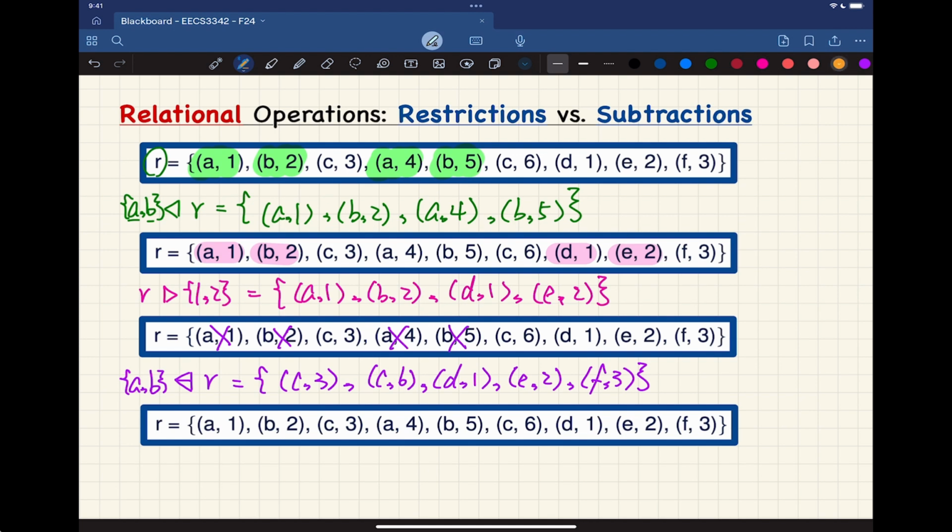Now, let's talk about range subtraction. R here, pointing to the range, but I'm now going to put a minus sign, and then 1 and 2. You're going to create a new relation by getting rid of all the pairs in R involving 1 and 2. It's the second value, right? Get rid of it, get rid of it, get rid of it, get rid of it. It's going to be C3, A4, B5, C6, F3. All right.